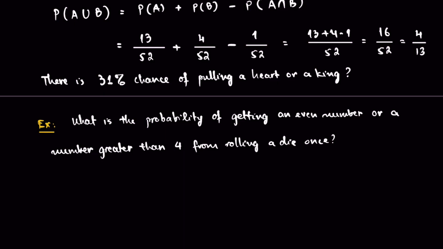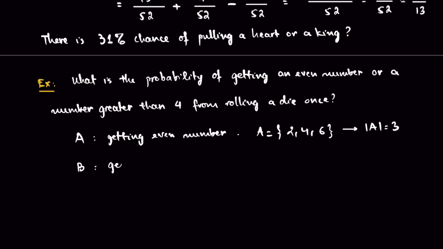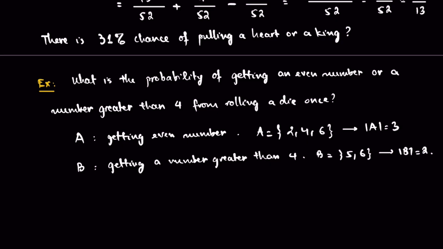The first one is getting an even number, and you want to let A be the event of getting an even number. So the possibilities are 2, 4, and 6, so the cardinality of A is equal to 3. And then if you let B be the event of getting a number greater than 4, the possibilities are 5 and 6, and therefore the cardinality of B is equal to 2.